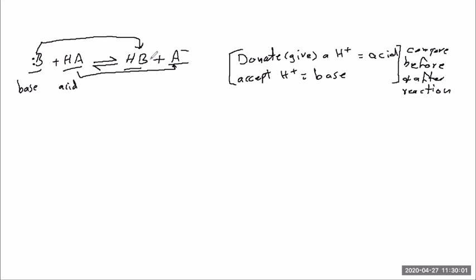Now, on the other side, we also have acid and base, but we call them conjugate acid and conjugate base. We decide the same way, but in reverse. You will go opposite. So you will compare HB with B. HB gives a proton, so this one will be the conjugate acid. A with the HA: A accepts, so this one will be the conjugate base.